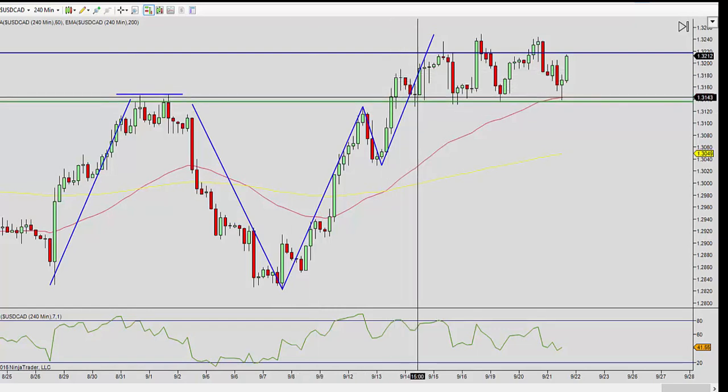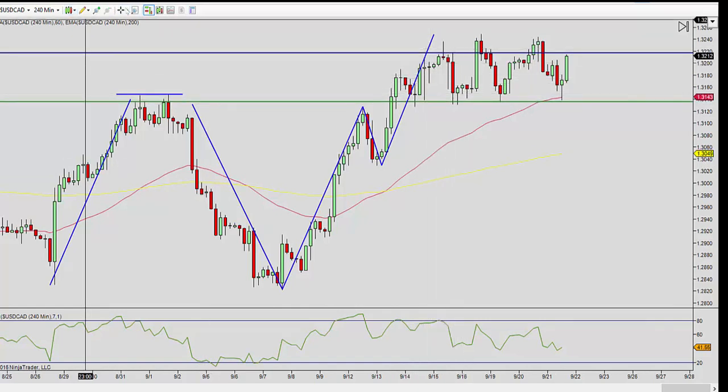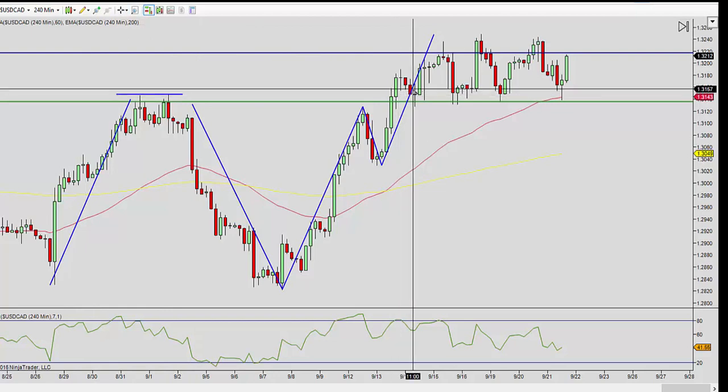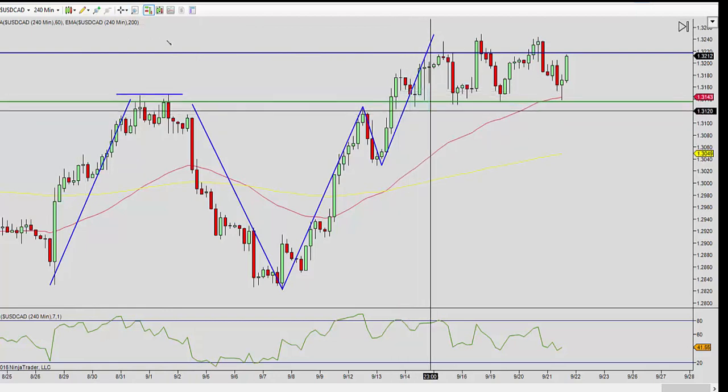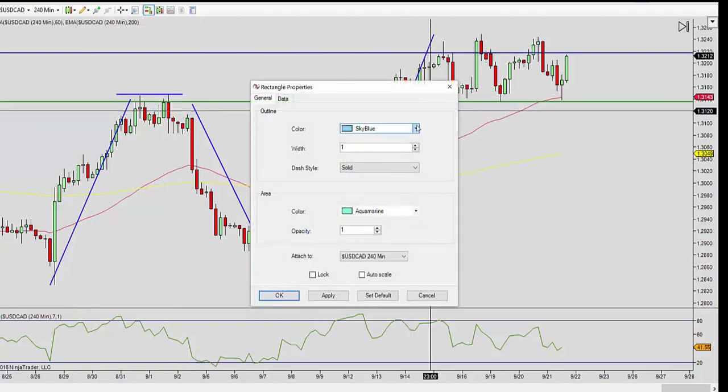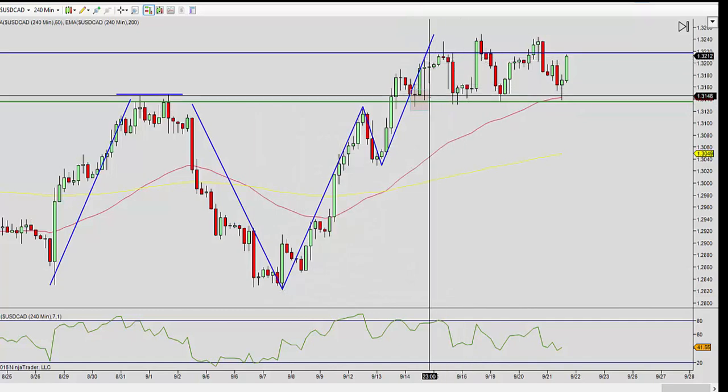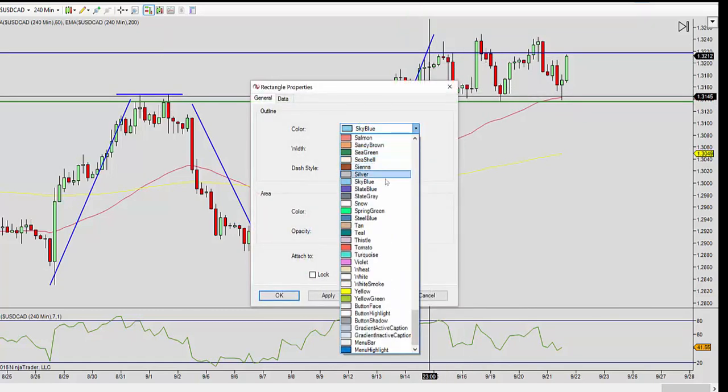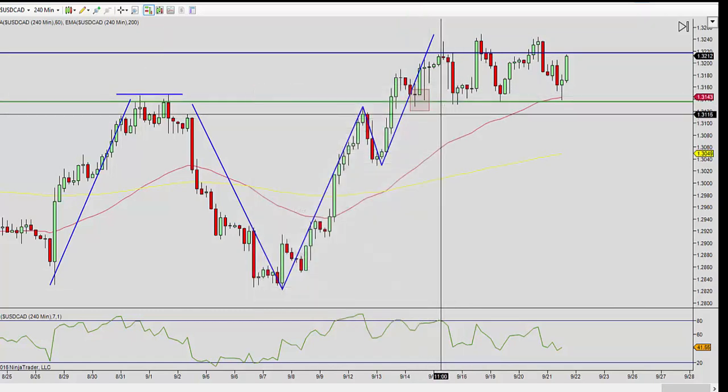Broke and closed above. Instantly came back down to test it once. We moved up, tested it twice. So we've tested that level. I'm just going to change the color of this, let me do the area to be dark red, and better change that as well. I'll probably edit this bit out. Sienna, oh lovely.